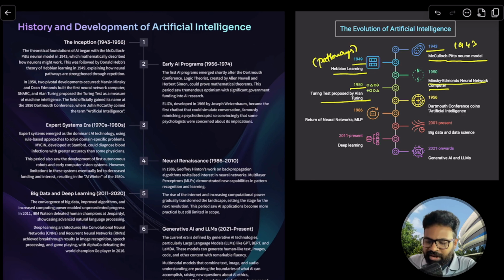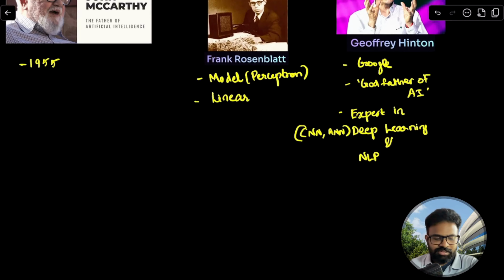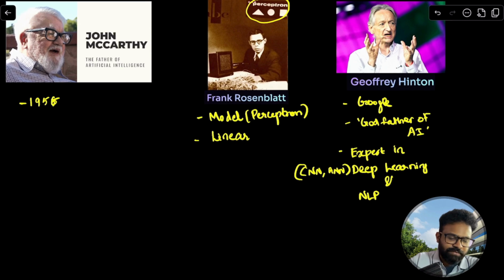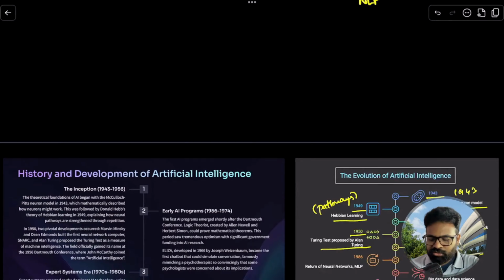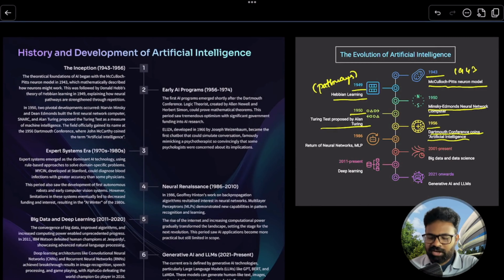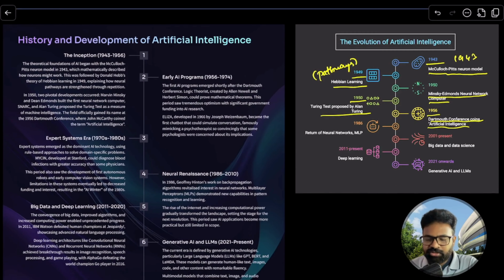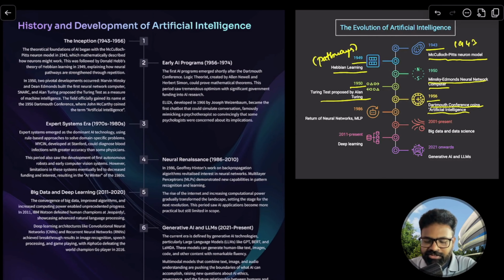And then in 1956, the Dartmouth conference coined artificial intelligence, which I told earlier. I think I told 1955, but I think it's 1956. So in 1956, John McCarthy coined the term artificial intelligence at the Dartmouth conference. Then in 1986, neural networks were further developed, and in 2001 came the evolution of data science, big data and data science. Those are a whole different concept altogether.